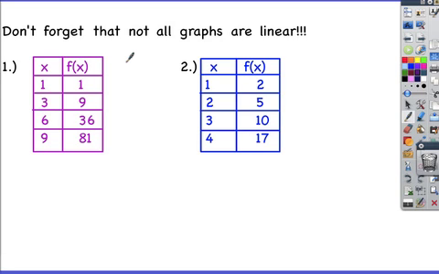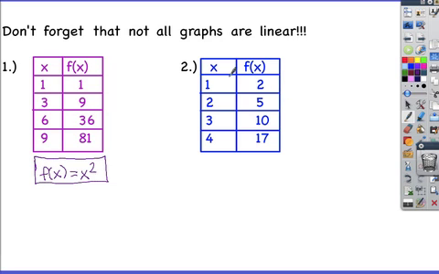So now I start to think about some of the other graphs that we've talked about. And it appears that this involves some sort of x squared, that it's a quadratic. Well, in fact, this one appears that f of x is simply x squared, because 1 squared is 1, 3 squared is 9, 6 squared is 36, and 9 squared is 81. So the rule for this is f of x equals x squared.